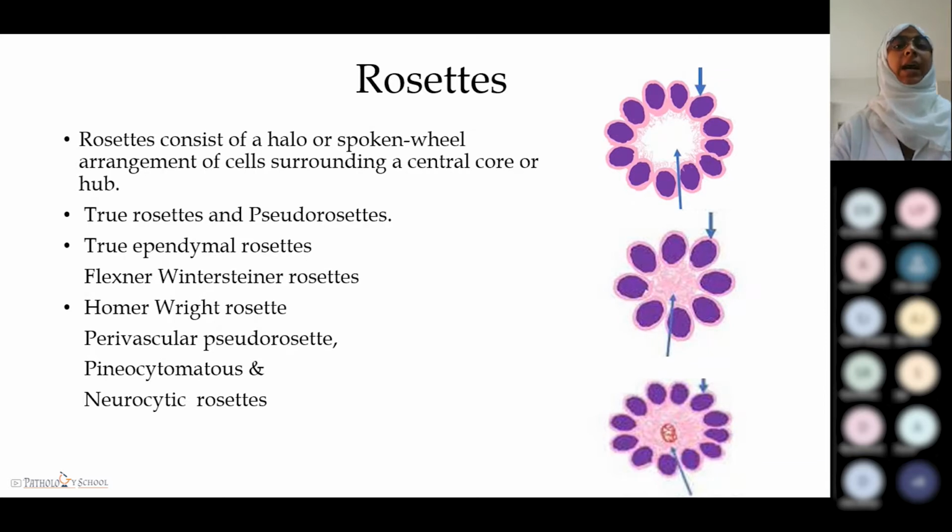Now true rosettes have an empty lumen, but the pseudo rosettes have neurofibrillary matrix or neuropil, with the cells around the neuropil, or the cells around the vessel wall. So true rosettes, for example, are true ependymal rosettes like in ependymoma, Flexner-Wintersteiner rosettes characteristic of retinoblastoma, Homer Wright rosettes in case of neuroblastoma, and perivascular pseudorosettes as well. It's a non-specific one in medulloblastomas, etc. And pineocytomas, with their name, and neurocytic rosettes, which are similar to the Homer Wright rosettes. It's just that these cells are more mature than the undifferentiated Homer Wright, and they are larger cells.